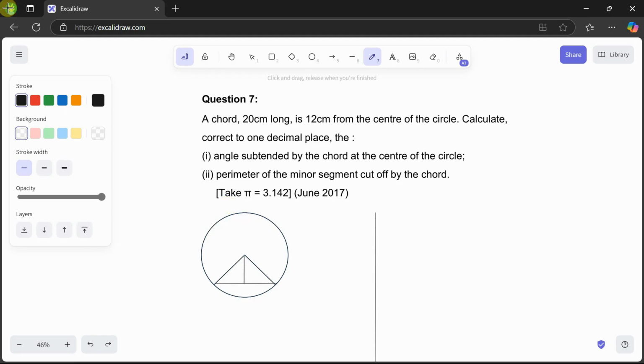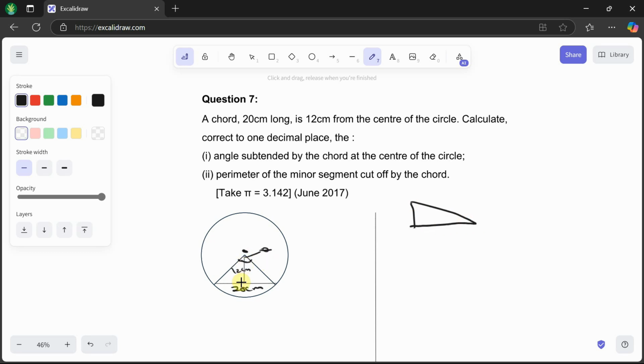So imagine this is the circle and all the information that we were given is represented here. That means that this chord here is 20 centimeter, and this height, because it's 12 centimeter from the center, will be 12 centimeter. This perpendicular line here. We're told to find the theta, right? So let me just say this is theta. So if I take 1 half of this chord, so this 1 half.